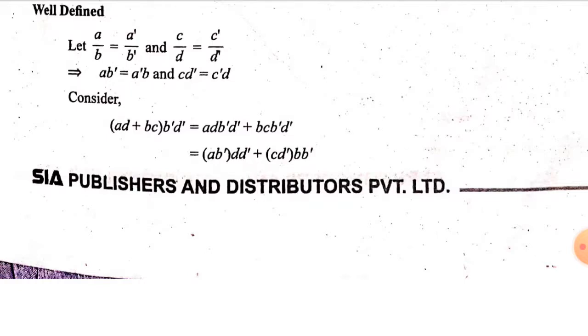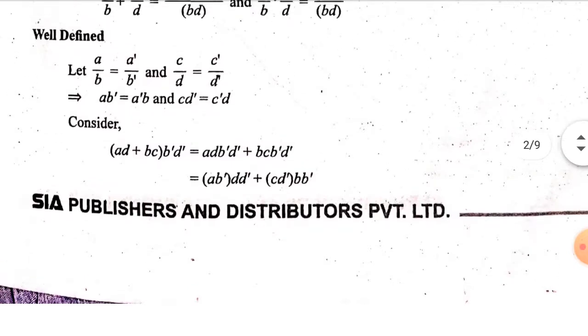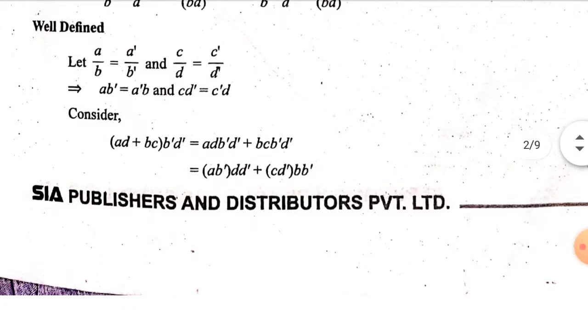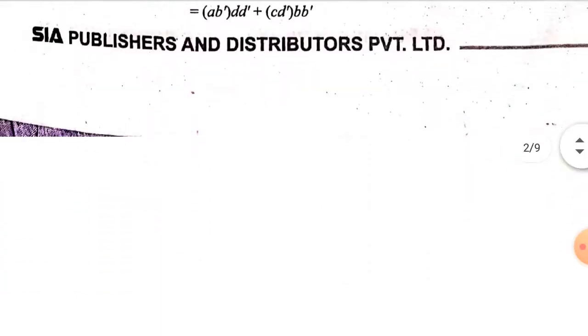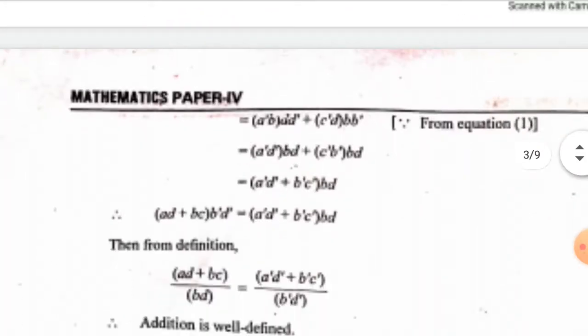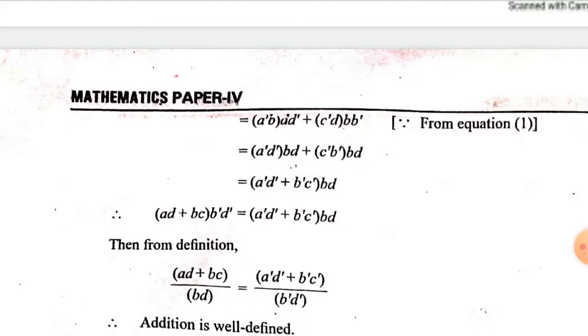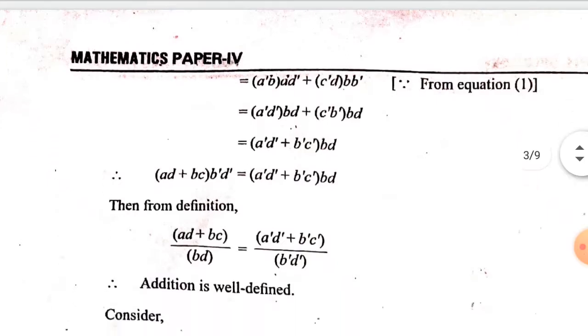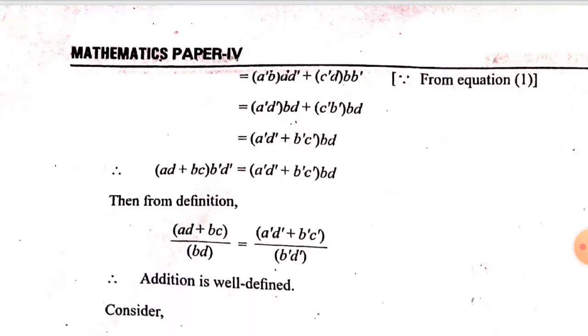Now you see here we have ab' equals a'b, and cd' equals c'd. Now replace those values here. We are writing a'b in the place of ab', and c'd in the place of cd'. Now interchange the brackets. Now we are writing a'd' in the bracket and bd outside, c'b' in the bracket, bd outside.